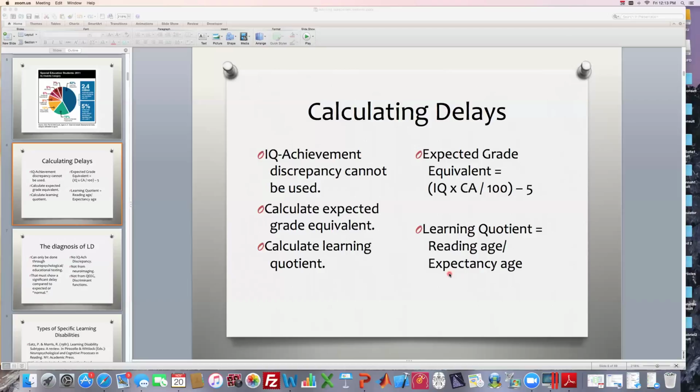So in an achievement test, you can actually get an age or grade equivalent score, say in that case, a 7.6, that we can compare to their expected equivalent of 9.2 and determine that that's a significant delay. So currently, that is one method for determining a learning disability. The response to intervention is the other major approach.